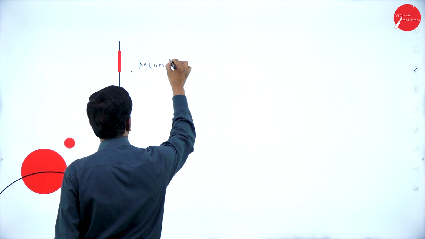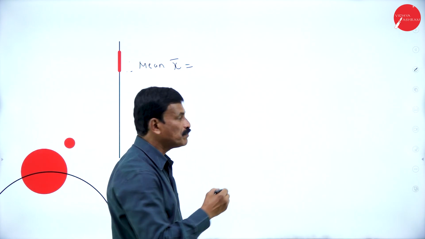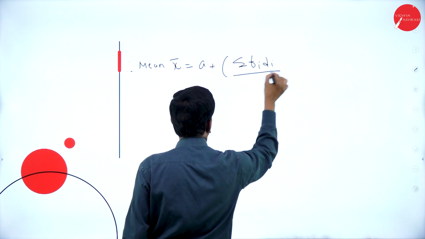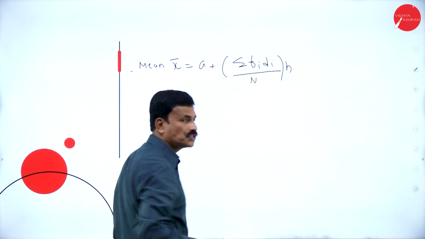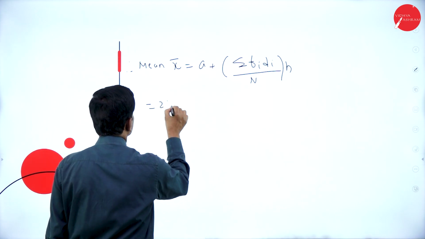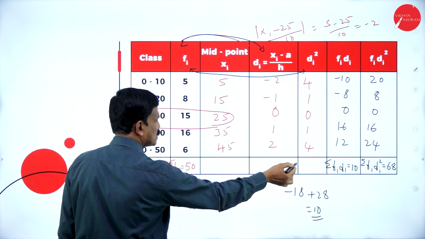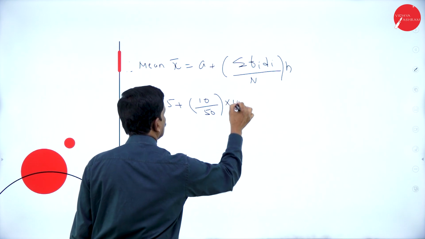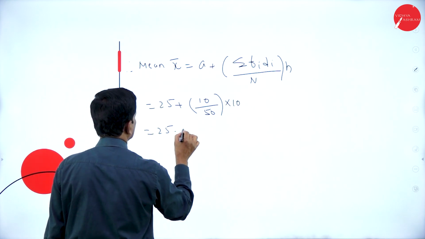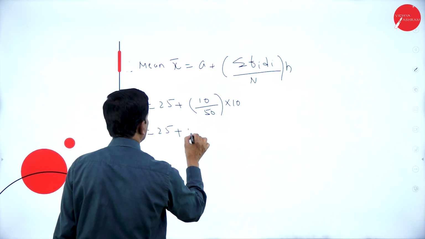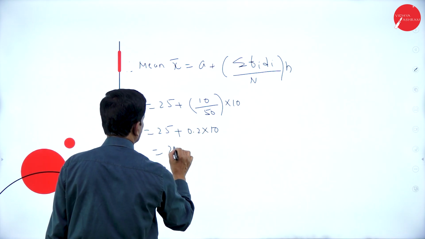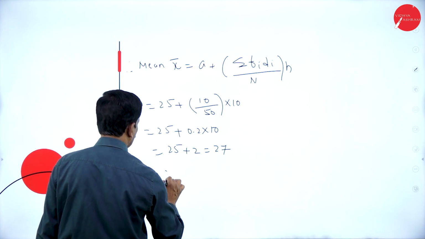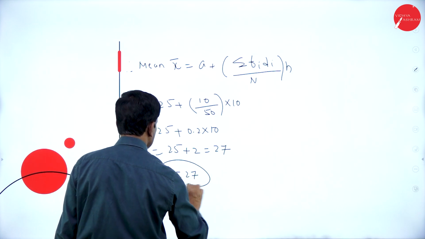Therefore, mean x bar is equal to, what is the formula? A plus sigma fi di divided by n into h. What is A? A is the assumed mean, 25, plus sigma fi di, which is 10, divided by n, which is 50, into h. The interval difference is 10. So 25 plus, the zeros cancel, 1 by 5 is 0.2, into 10. So 25 plus 0.2 into 10 is nothing but 2. This is equal to 27. Therefore, the mean x bar is equal to 27.